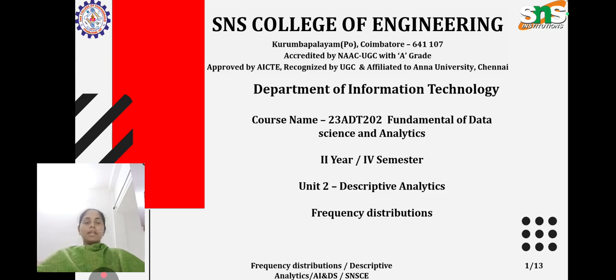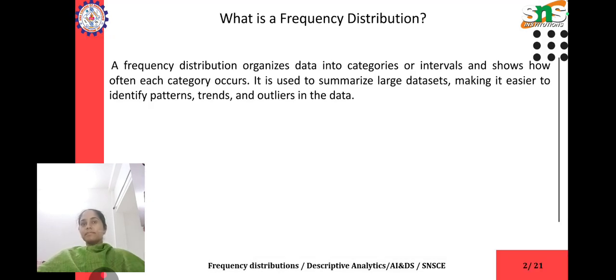Engineering. Today, we're going to see about frequency distribution in descriptive analytics. Frequency distribution is a way to organize raw data into a table that shows the frequency of various outcomes in a data set. It helps to simplify complex data sets by grouping values into classes or intervals, making patterns easier to detect.